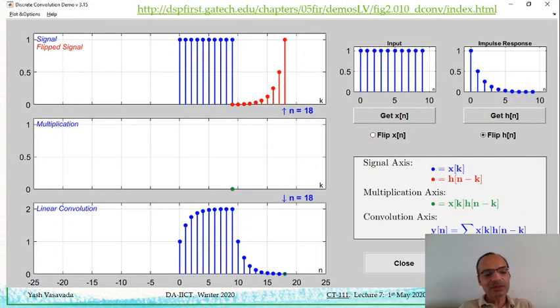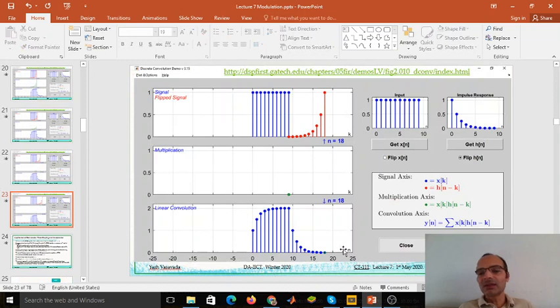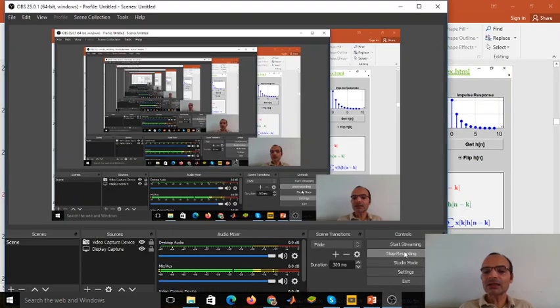Okay, so we will stop over here, and from the next lecture we will start looking at some of the applications of convolution.